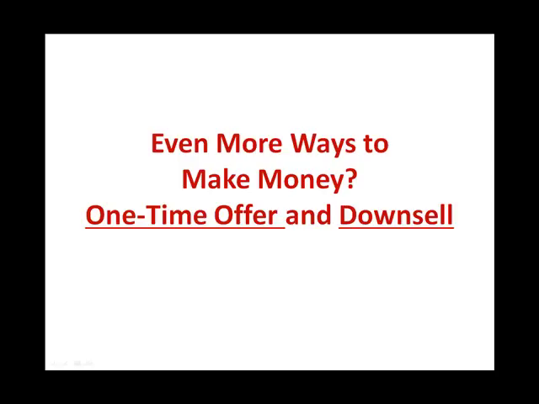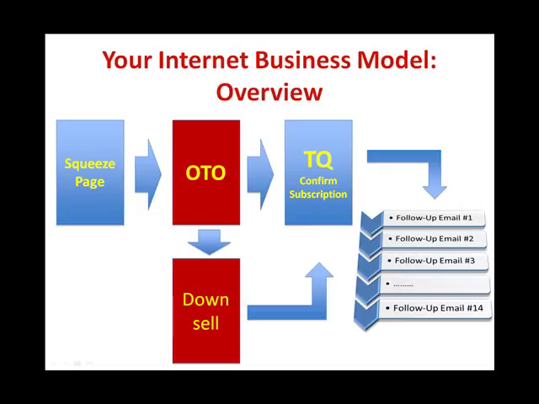Would you like to know even more ways to make money online? There are two concepts I'd like to talk to you about. They're called the one-time offer and downsell. Going back to the internet business model diagram, notice that after a visitor subscribes on your quiz page, he doesn't go to your thank you page or confirmation page right away. He sees the one-time offer first.